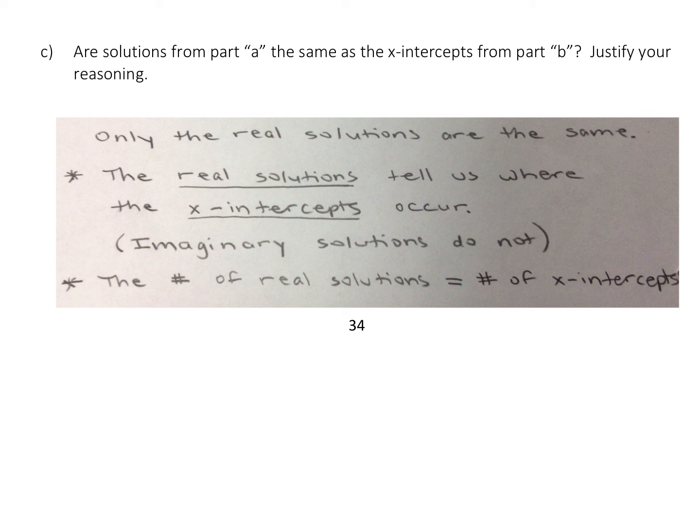And make a note of this. Let's write all this down. The real solutions tell us where the x-intercepts occur. Imaginary solutions do not. So basically, the number of real solutions within your equation is going to be equal to the number of x-intercepts. All right, so take a minute, hit pause if you have to, and copy this down, and then we'll go on to the next one.